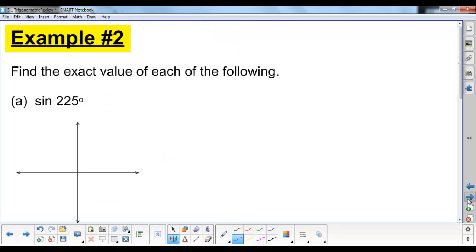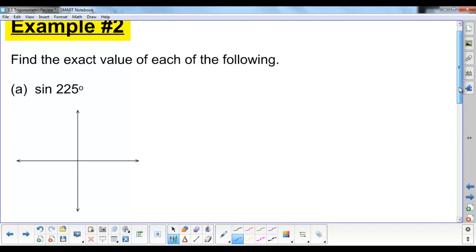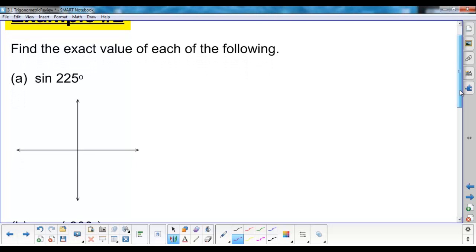We want to find the exact value of each of the following. So I want to find the value of sine 225 degrees. Because the angle was given to me, I'm going to locate that on the graph. So remember, we're going to start in standard position, and we're going to rotate 225 degrees. So I know I'm going to end up in the third quadrant somewhere. And again, we are going to drop down that perpendicular line towards the x-axis.